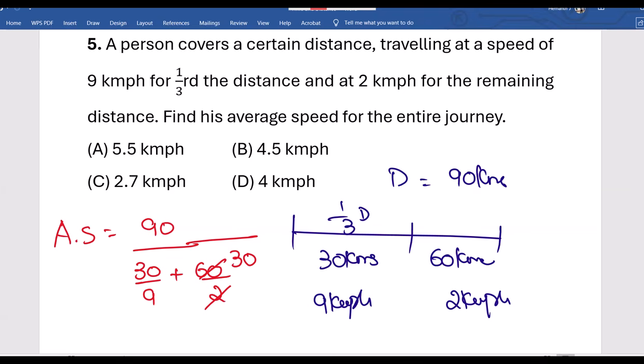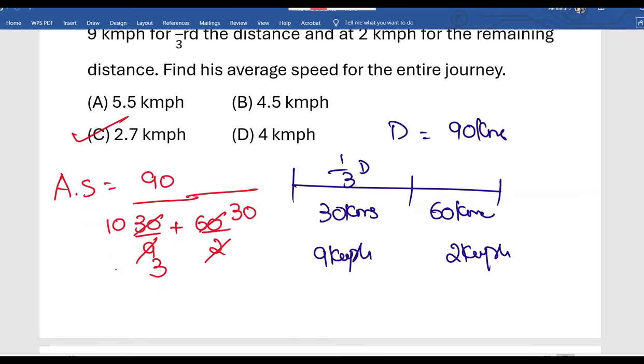Not exactly 9 plus 2 divided by 2, not like that. Now this is 3 times 10 divided by 3, or in fact 100 by 3. Do that calculation. Okay, we'll get 90, 100 by 3, that 3 will come to the numerator, which is 2.7 kilometers.